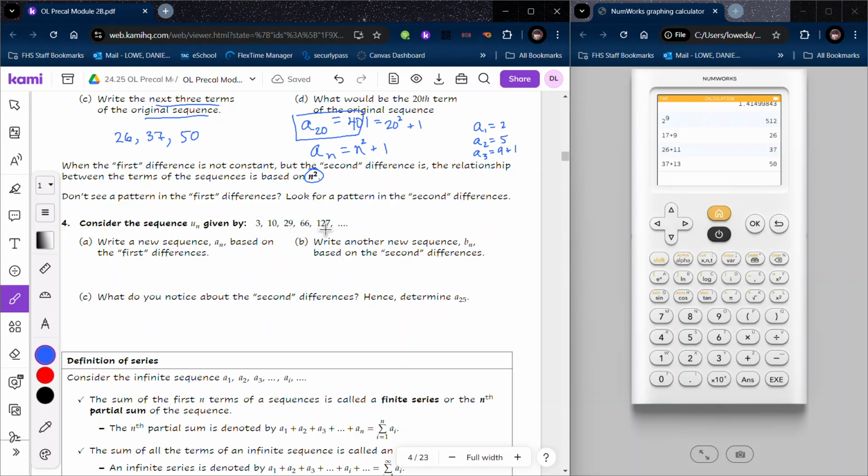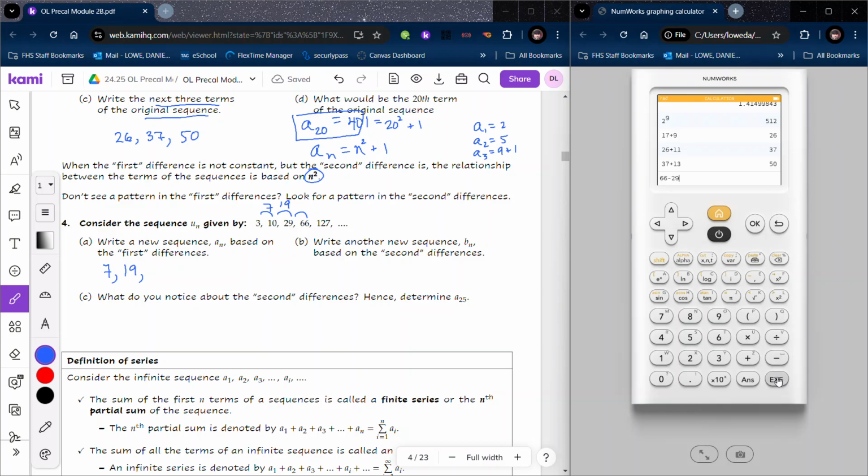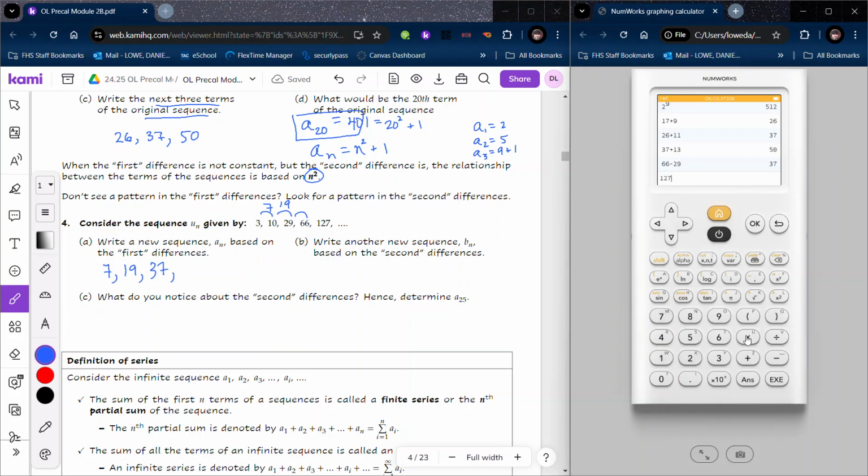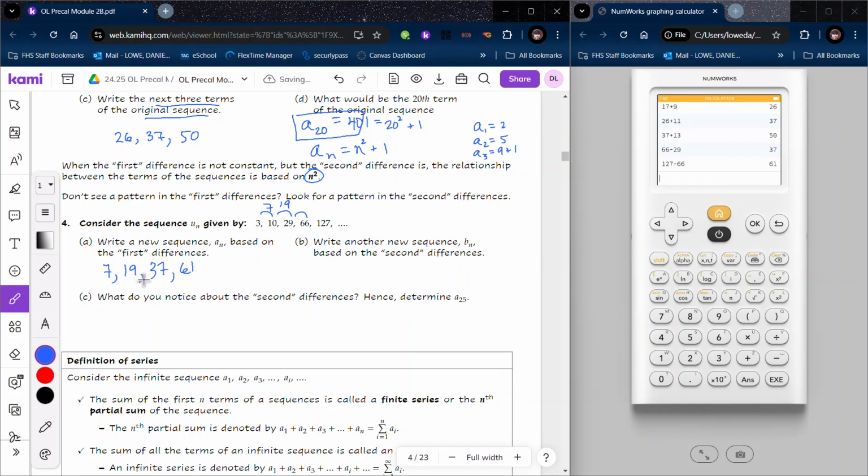Consider this sequence given by, write a new sequence based on the first differences. So 3 to 10, that's going to be 7, 10 to 29, that's going to be 19, right? Then to 66, if the numbers are getting this large, you might have access to a calculator, so we can say our first difference is 7, the next difference is 19, right? Then I have 66 minus 29, that gives me a difference of 37, and then I have 127 minus 66, that gives me a difference of 61, and so these are the first differences.